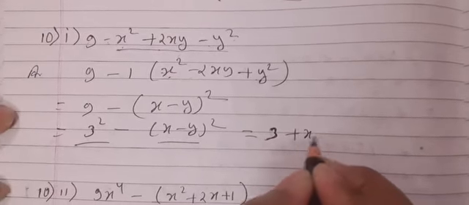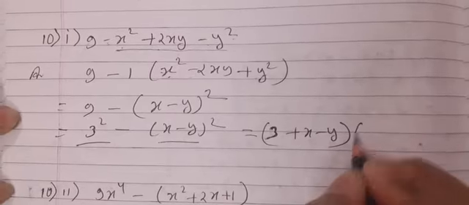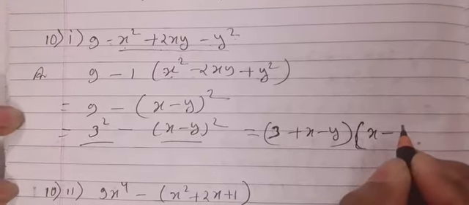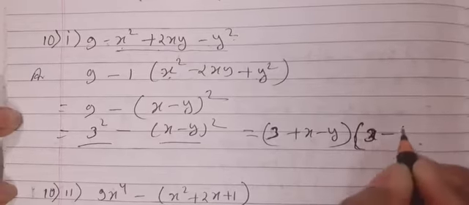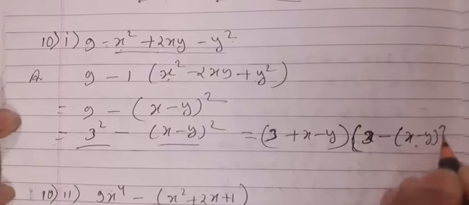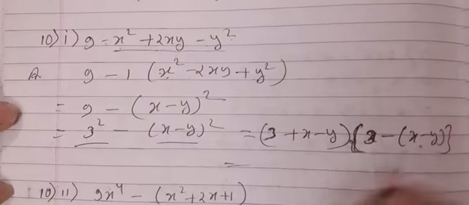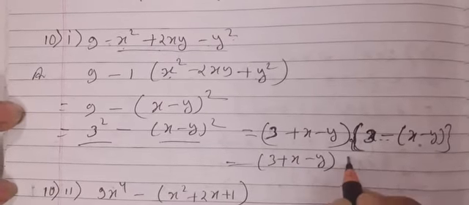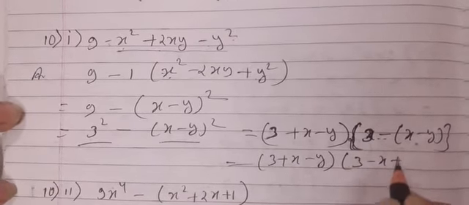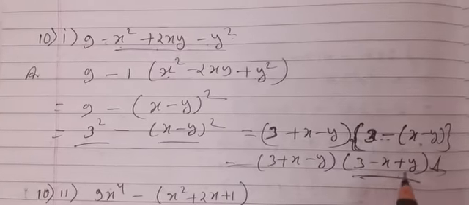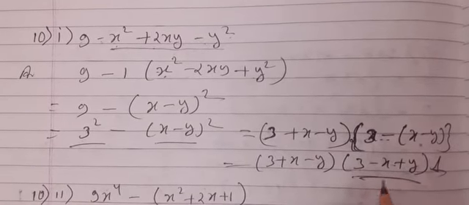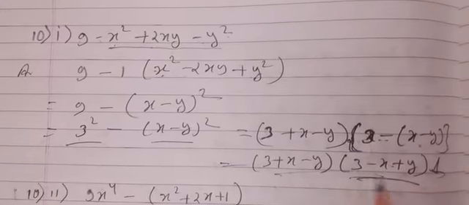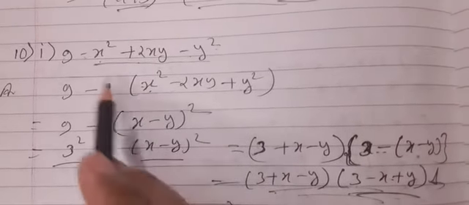So 3 plus (x - y) in the first bracket, and in the second bracket 3 minus (x - y). Okay, so we'll open these brackets. Here is 3 plus x minus y, and in this bracket it is 3 minus x plus y. So these are the two factors. The first is 3 plus x minus y and the second is 3 minus x plus y. These are the factors of this expression.